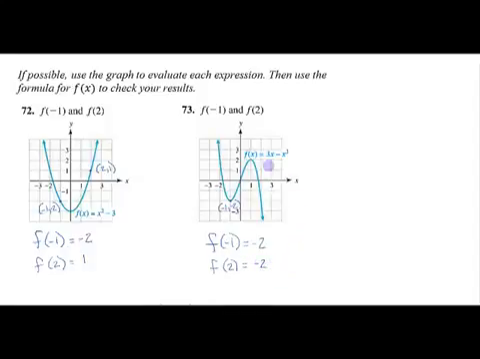Let's double check with our formula. If I put in a -1, 3 times -1 is -3 minus -1 cubed, which is -1. So that gives me a -3 plus 1, which is -2. Let's put in our 2. 3 times 2 is 6 minus 2 cubed, which is 8, and 6 minus 8 is -2. So my work checks.